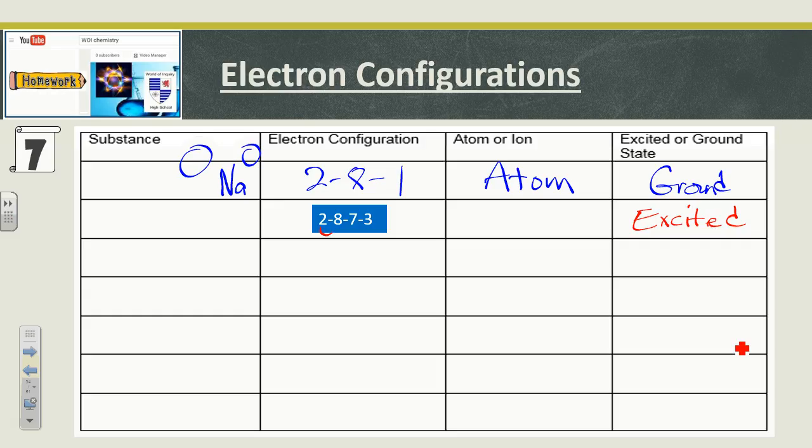I got 2 plus 8 is 10, and 7 plus 3 is 10, so this is 20 electrons. It is not an ion, so 20 electrons would equal 20 protons.